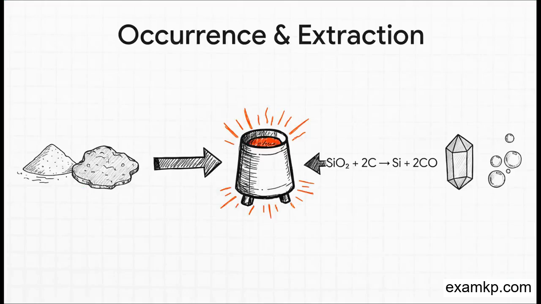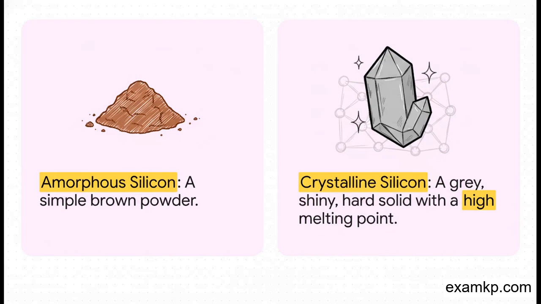You know how carbon has its fancy forms like diamond and graphite? Well, silicon is kind of the same. It has different forms we call allotropes. There's amorphous silicon, which is just a simple brown powder. But the one you really need to focus on for your exams is crystalline silicon. It's gray, shiny, and super hard.